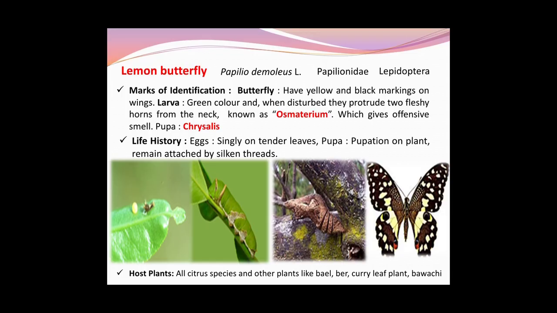Then host plants of this pest are all citrus species and other plants like bael, curry leaf, then baucchi. These are the host plants of lemon butterfly.